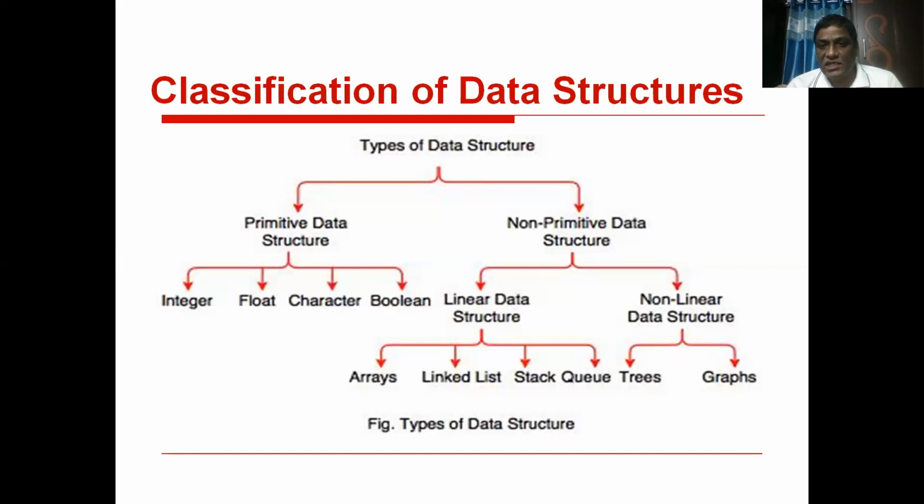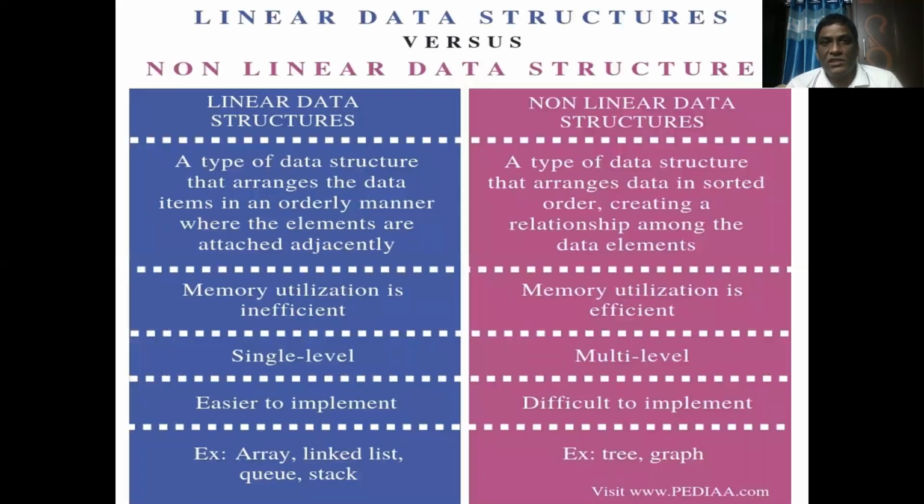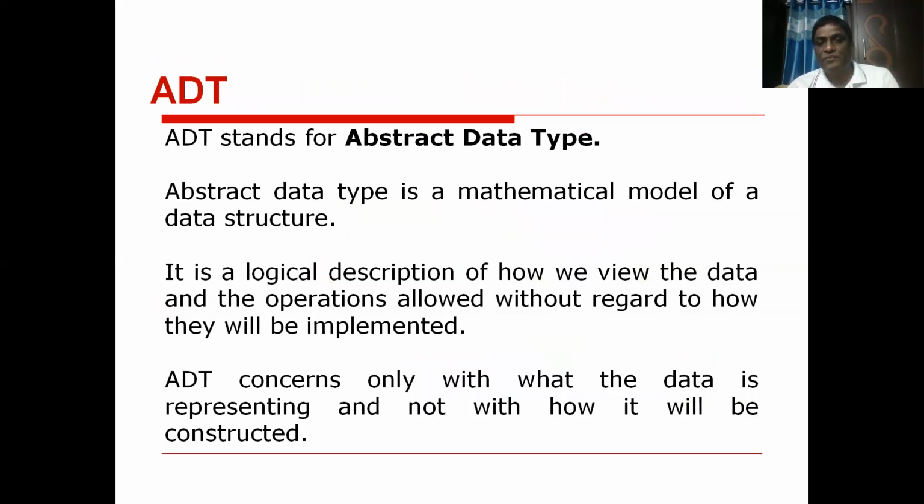Non-linear data structures are classified into two types: trees and graphs. And this is the difference between linear and non-linear data structures. And now, coming to this ADT, this is actually the most important topic you need to understand, because we are going to write programs of data structures using C++, which is again subject for your 2-1 semester. So you need to understand what exactly this ADT means.